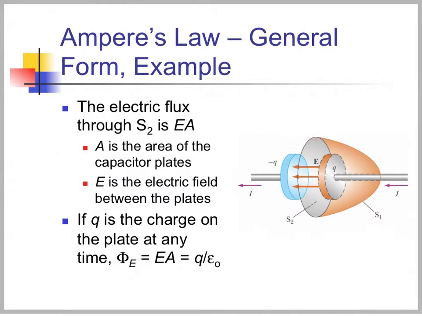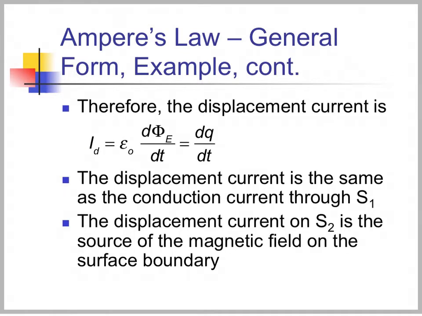But in this case, I have a capacitor and I have some flux going through that surface, and that flux going through it is the electric field times the area. And if Q is the charge on the plate, then the flux, which is EA, is just Q over epsilon naught. So if that's the case, then the displacement current is epsilon naught d flux dt, which would just be dQ dt. So the displacement current in this case is exactly the same as the conduction current going through the other surface.